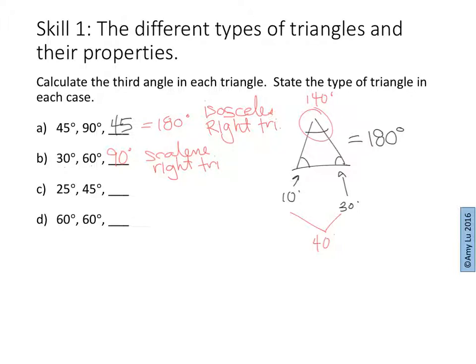The next triangle, 25 plus 45 makes 70, plus 110 makes 180. All angles are different, therefore it is scalene. And this last one, 60 plus 60 is 120, plus another 60 makes 180. All three are the same, therefore this is an equilateral triangle.